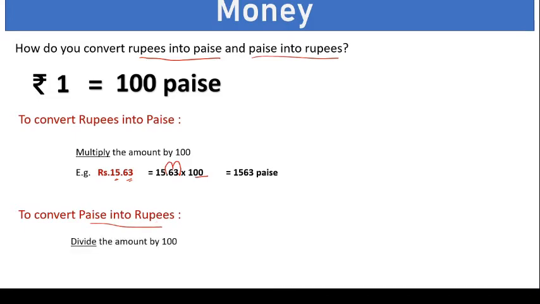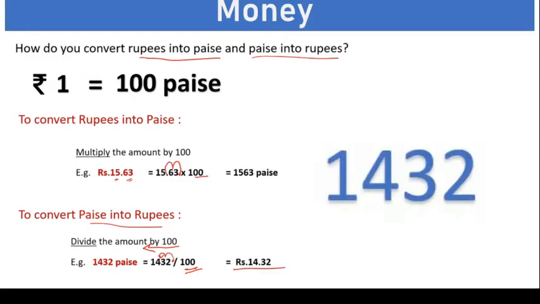Similarly, when you want to convert paise into rupees, you need to divide the amount by 100. For example, 1432 paise needs to be divided by 100 to convert into rupees. Division means moving the decimal point 2 spots to the left because 100 has 2 zeros. Whenever there is no decimal point shown in a number, the decimal point is at the end. So the movement would be 2 spots to the left, just in front of 3. So our answer would be 14.32, that is 14 rupees 32 paise.